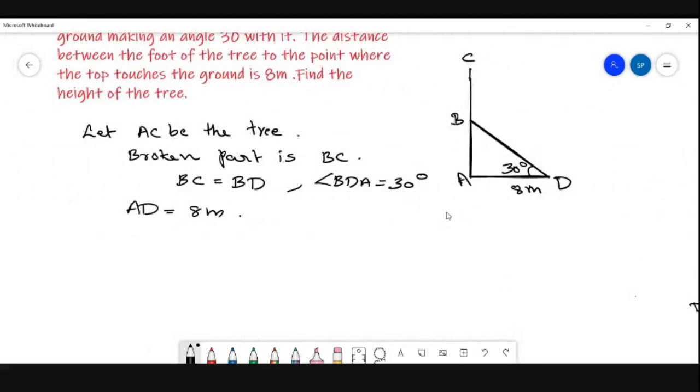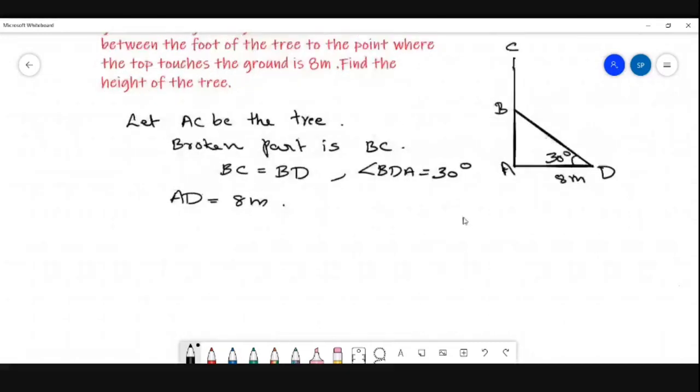That is, height of the tree means AB plus BC. We have to find AB first, then find BC. With respect to 30, AB is the opposite side and AD is the adjacent side. So we can take opposite side by adjacent side, that is tan. If you take tan 30, you will get AB. Then with respect to this, this is the hypotenuse. Adjacent side divided by hypotenuse is called cos theta, or cos 30 we can take. So if you take both the ratios, you will get AB and BD. BD is same as BC, so that you can add and find the height of the tree. So let us see.